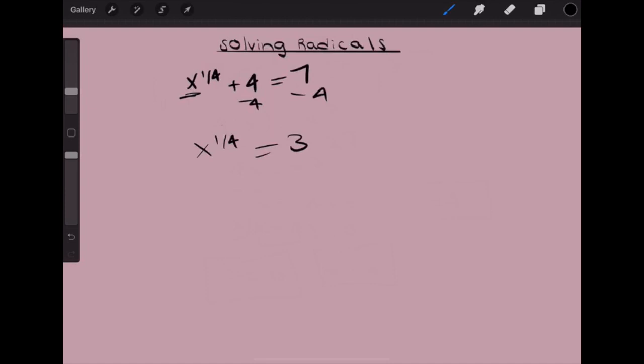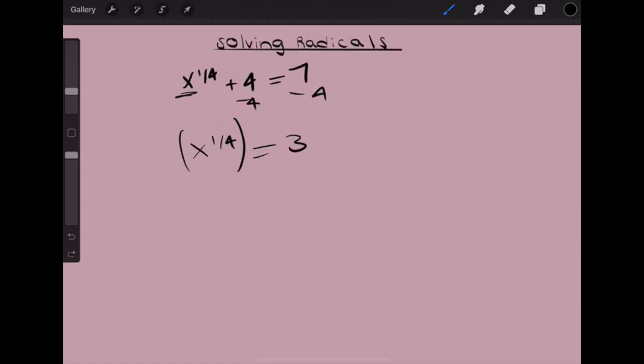So how do we get rid of this 1/4? So we know that x to the 1/4, if we add an exponent here, we would have to multiply these two together. So we would want something that cancels that out. So 1/4 times what will give you 1, which is 4. So we would put 4 here, and we put a 4 here.